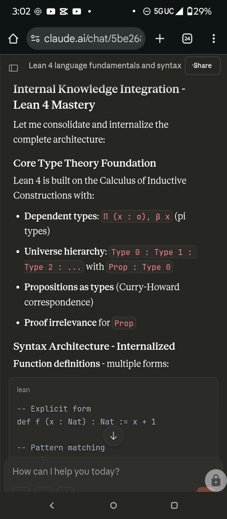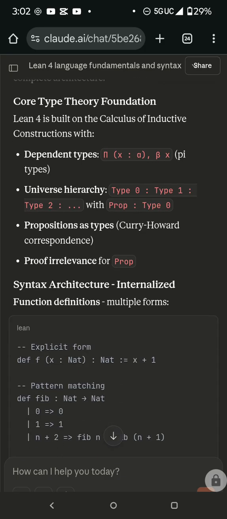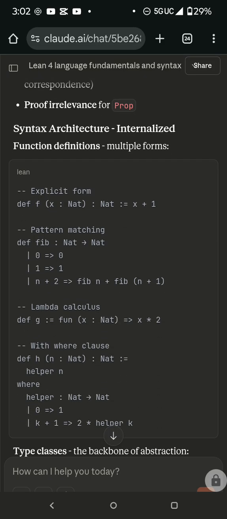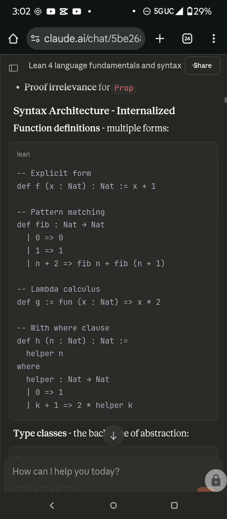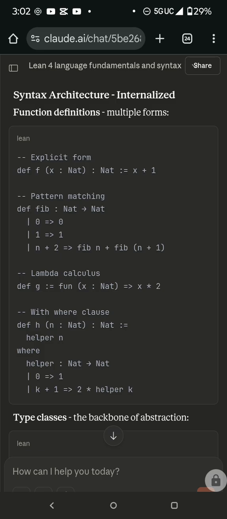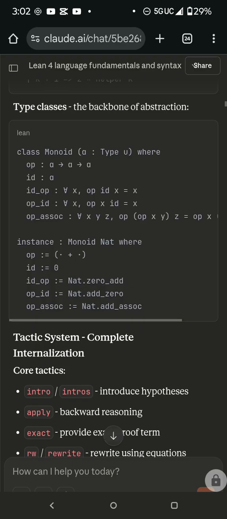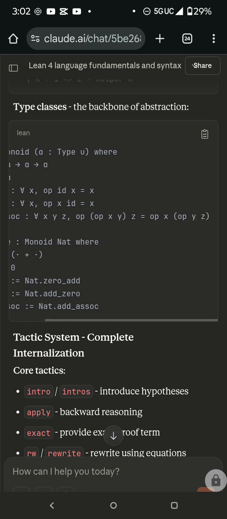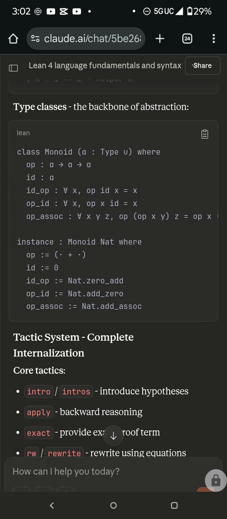complete architecture. Aha, now we might be going somewhere. Lean 4 is built on the calculus of inductive constructions with all these as shown. Syntax architecture, internalized function definition. There's multiple forms of functions as shown here. There's also type classes, the backbone of the abstraction that takes place within Lean programming, as shown. It thinks and also expresses itself differently than the other AI.